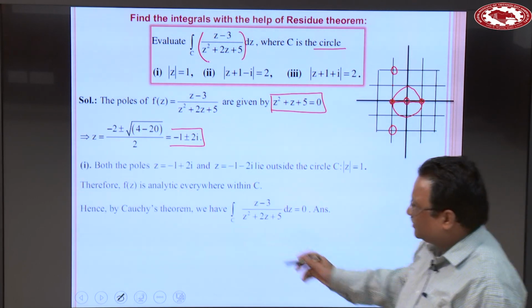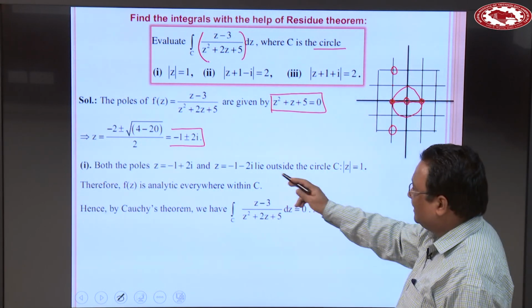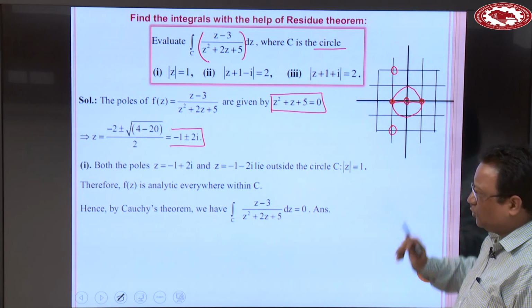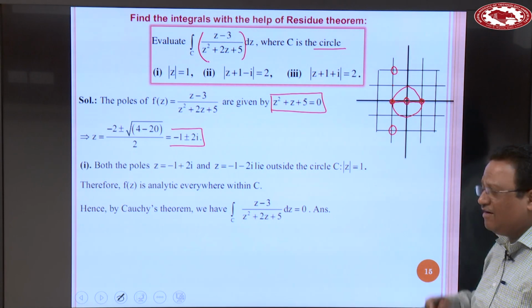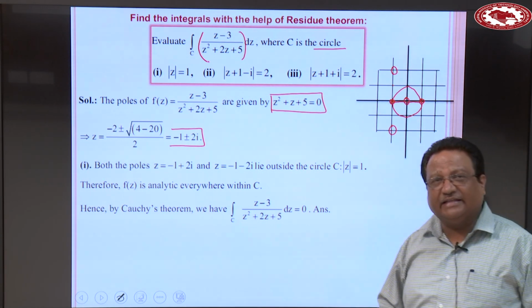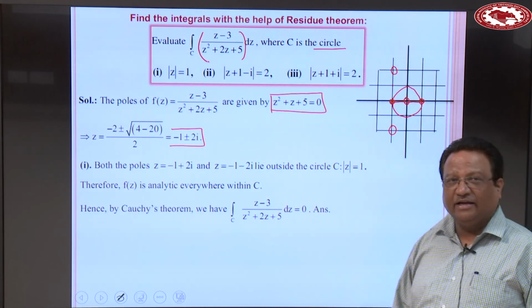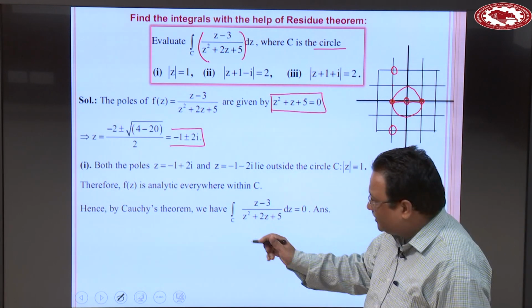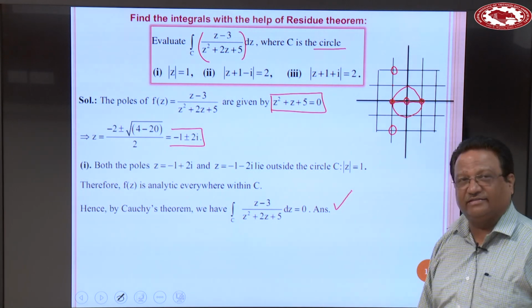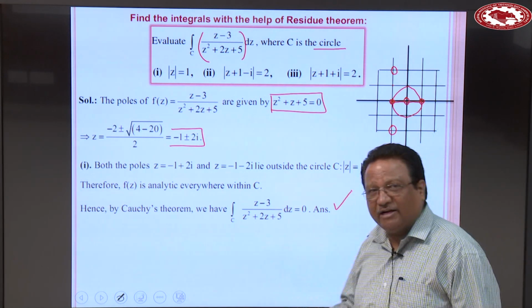Clear? So both the poles this and this lie outside the circle C, which is equal to mod z is equal to 1. Therefore f(z) is analytic everywhere within C, and when f(z) is analytic everywhere, then apply Cauchy theorem. Okay, Cauchy theorem, and by Cauchy theorem this integral is equal to 0. We get the result.